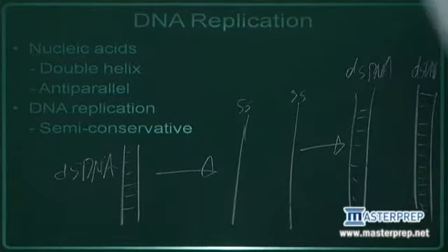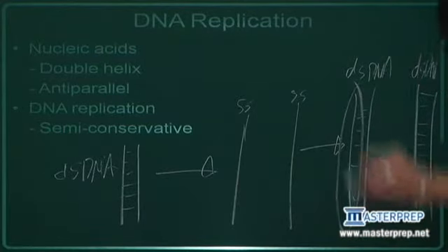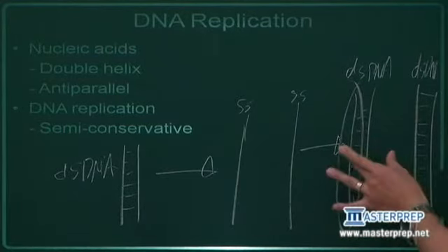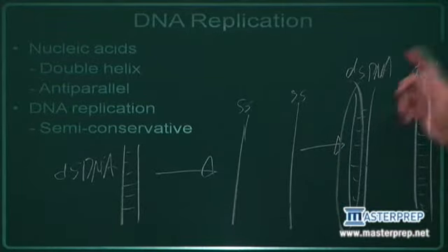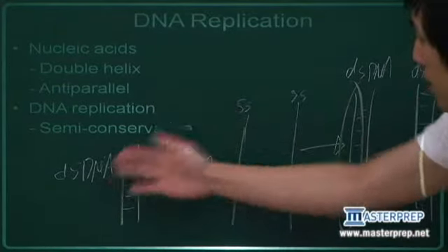Okay, since you use only half of the strand, or since you can find only half of the original strand in each newly synthesized double helix, you call this phenomenon semi-conservative.